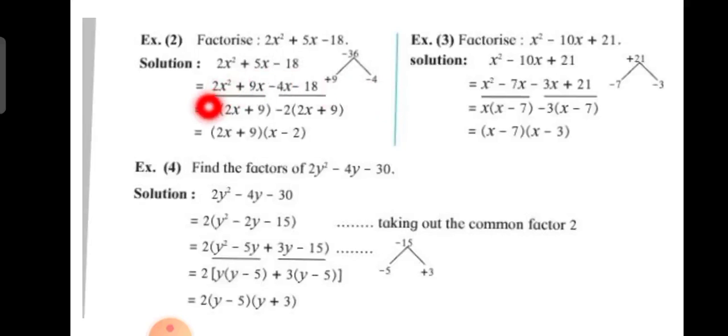Now we will write down this factor terms as 2x square plus 9x minus 4x minus 18. You will group these two terms and you will group these two terms. So out of 2x square and 9x, x is the common factor. So 2x plus 9 is the remainder.